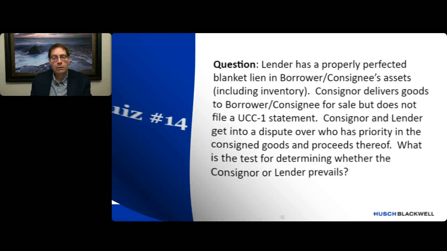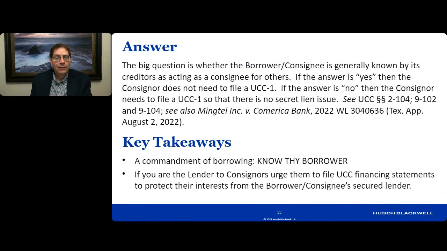You'll see here in the answer that the test is whether the borrower or consignee is generally known by its creditors to be acting as a consignee for others. Well, who on earth is a consignee for others? Well, it's a pawn shop, all right? This case arises in a pawn shop type situation, okay? And that determines the answer. That's the test right there.